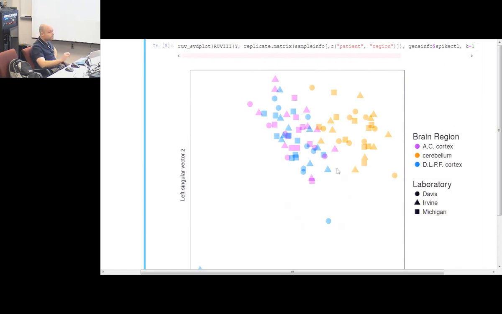How did you get rid of the batch effect? That's the point of the talk. Yeah, I'll show you. This is just a preview to keep your attention.